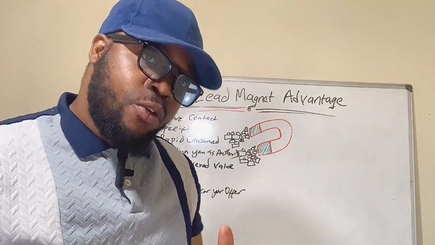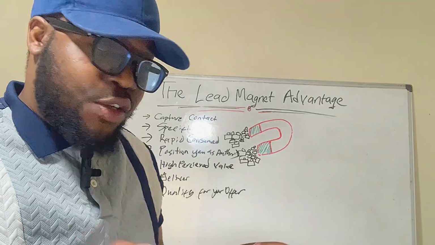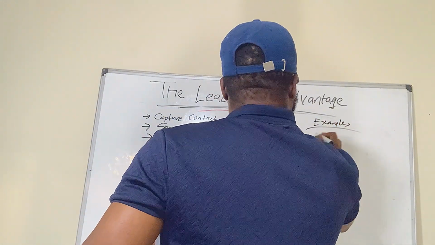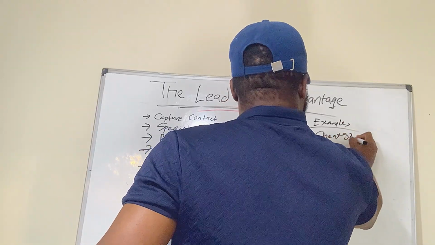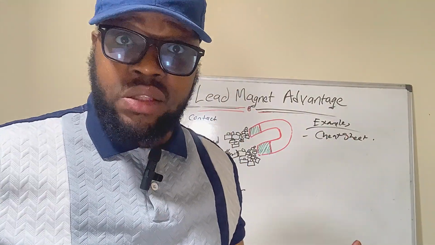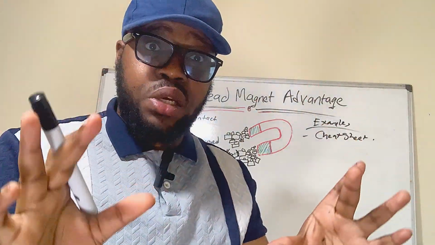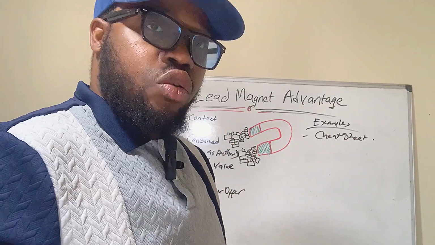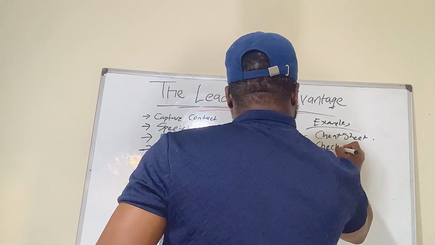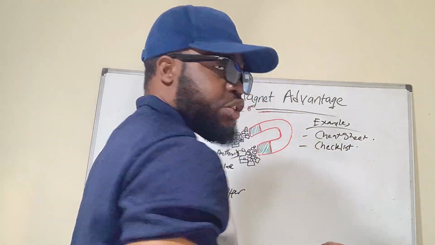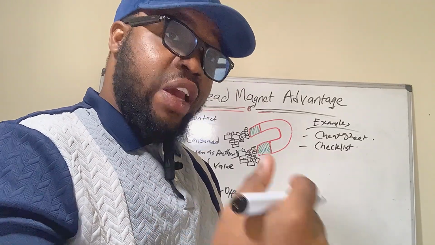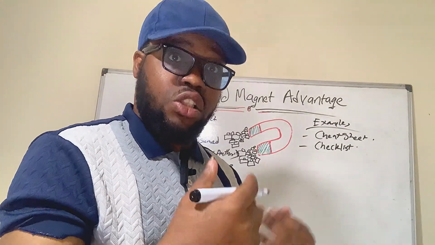So let's talk about highly converting lead magnets that you can create. The examples are cheat sheet. A cheat sheet is just a concise document that summarizes a big document. Most of the time it is always one page. The second lead magnet you can create is a checklist. It's just a list of things that need to be done, steps that should be taken to get a particular result.